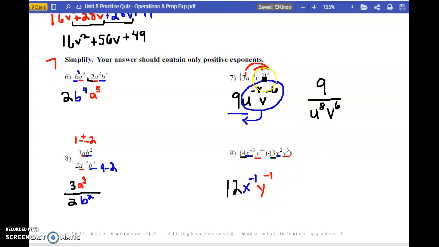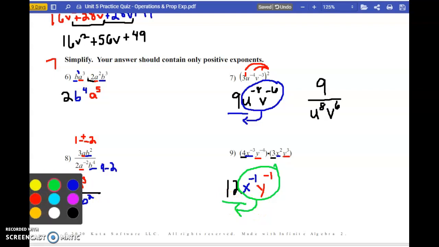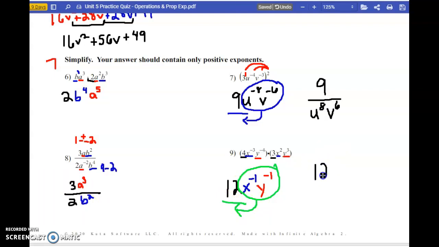These are both bad, just like in number 7. I can't have negative exponents. So those negative exponents are going to have to move into the denominator of the fraction. So both of these are going to go in the bottom of a fraction. So our final answer will be 12 at the top. And then xy, you don't need the first. If it's to the first power, xy is fine.